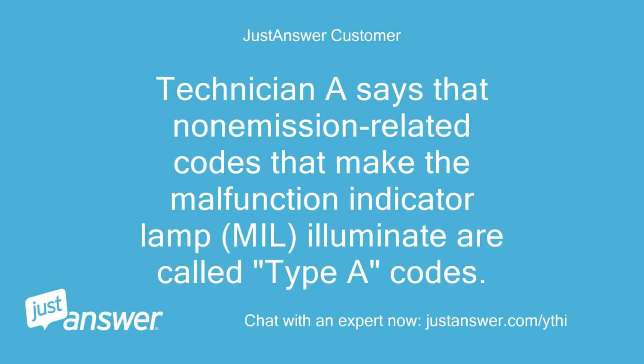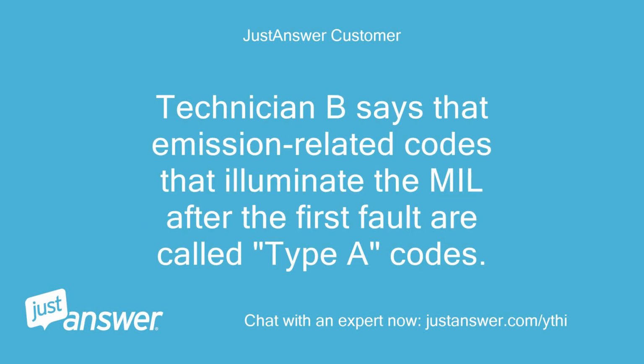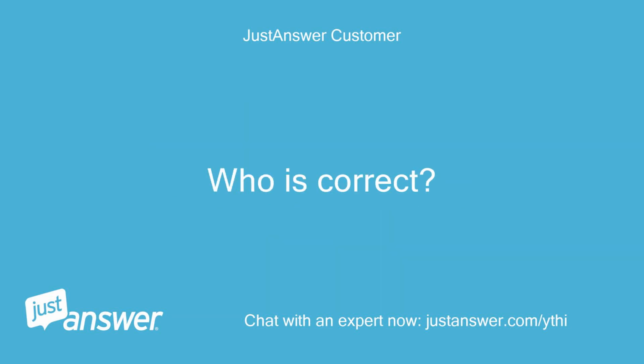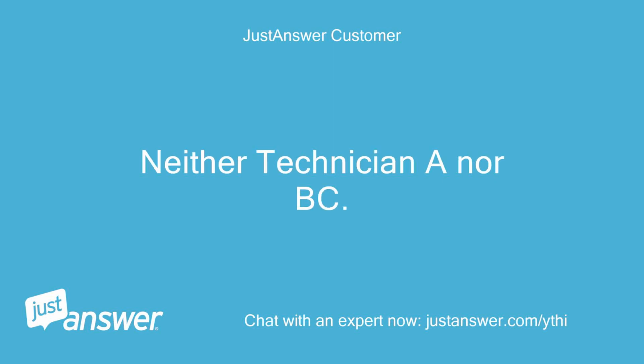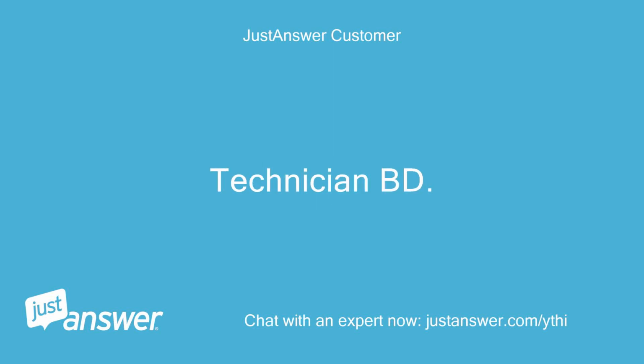13. Technician A says that non-emission-related codes that make the malfunction indicator lamp, MIL, illuminate are called Type A codes. Technician B says that emission-related codes that illuminate the MIL after the first fault are called Type A codes. Who is correct? A. Both technicians A and B. B. Neither technician A nor B. C. Technician B. D. Technician A.